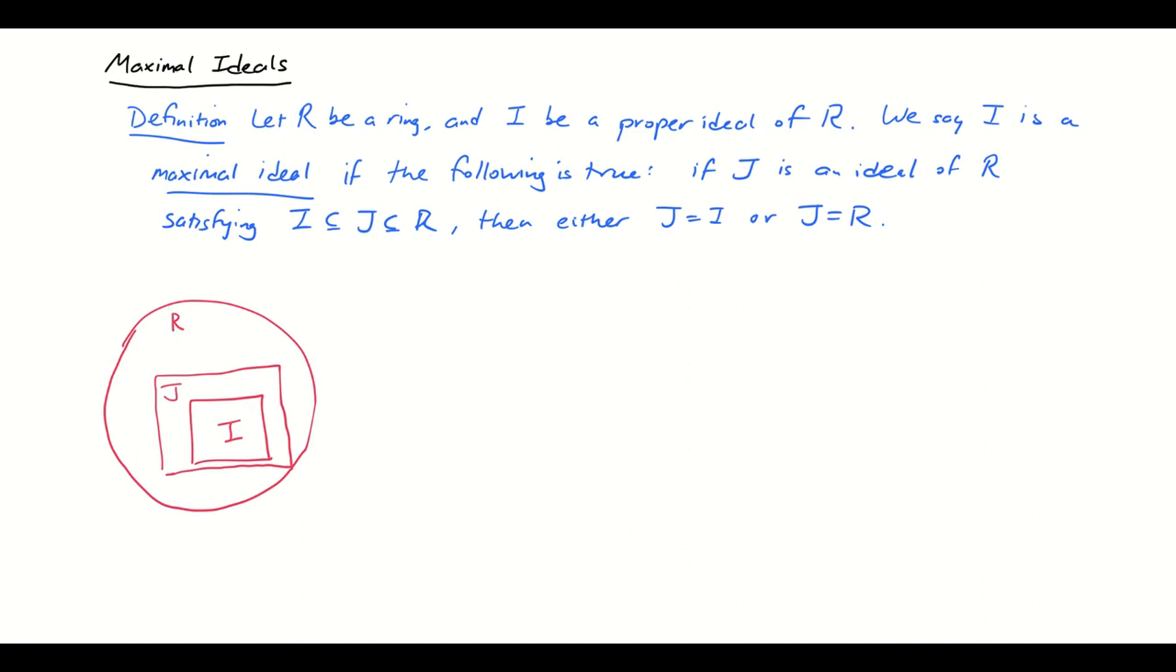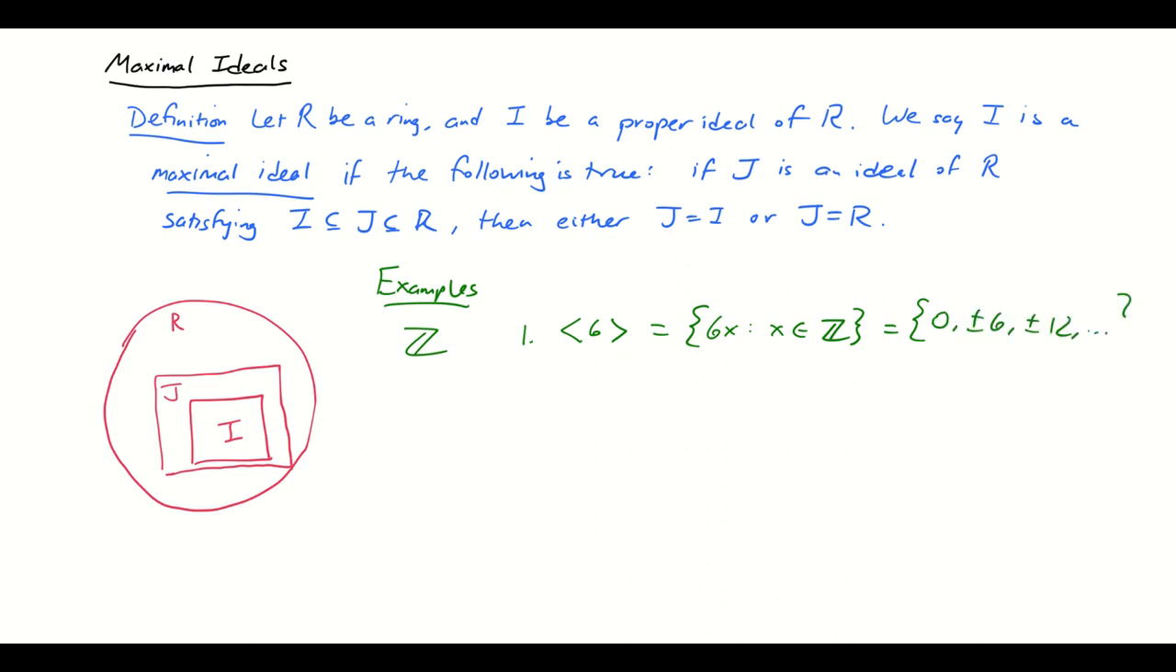Okay, so that's the definition, but what does this look like in practice? What are some examples? So let's take one of our favorite rings, the ring of integers, and let's look at a few ideals and determine whether they seem to be maximal or not. Let's begin with the ideal generated by the number 6. So that's the set of all multiples of 6. In other words, the set of all 6x, where x is an integer. It can also be written like this: 0 plus or minus 6 plus or minus 12, and so on.